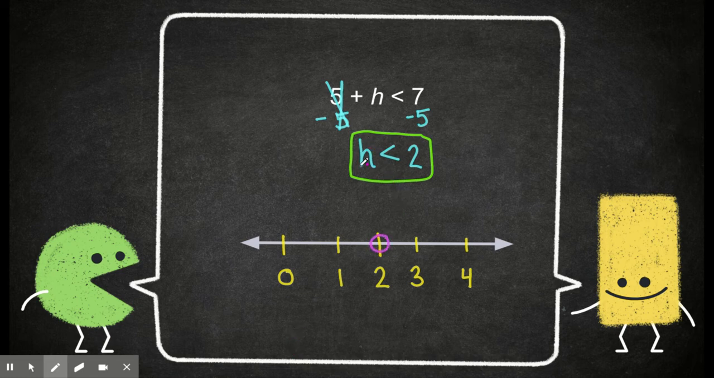And now it says every number h has to be less than 2 because Pac-Man, again, he's wanting to eat the 2, which means anything we put in h has to be less. So we would shade in this direction, including the arrow to show it goes on forever.